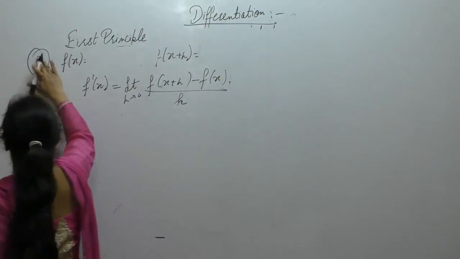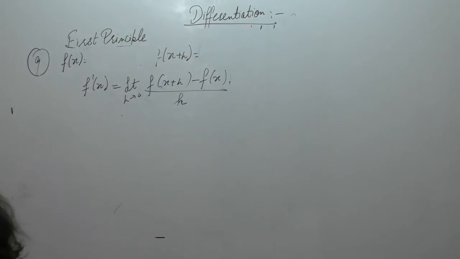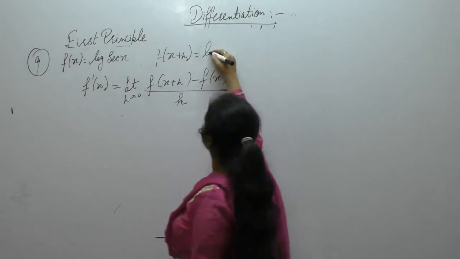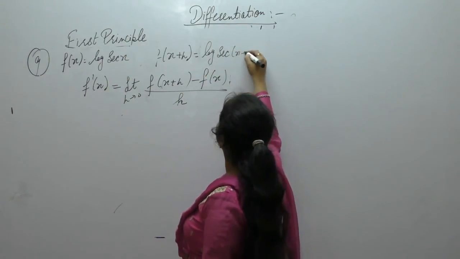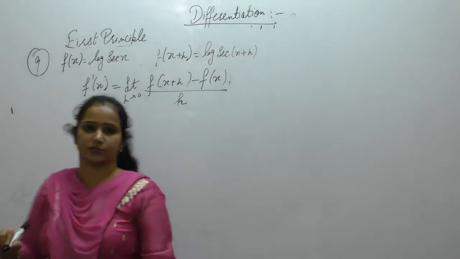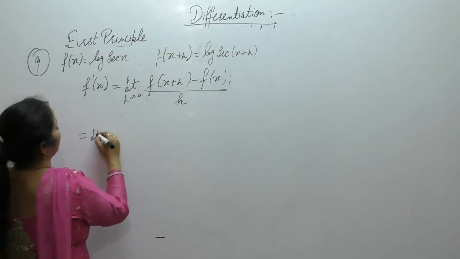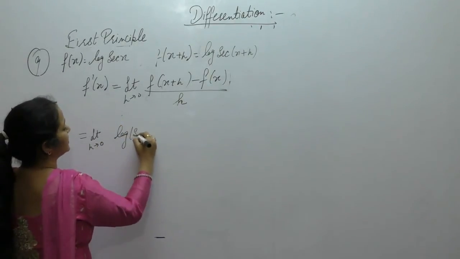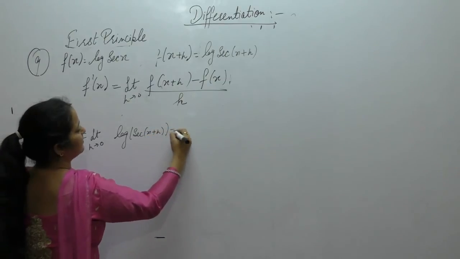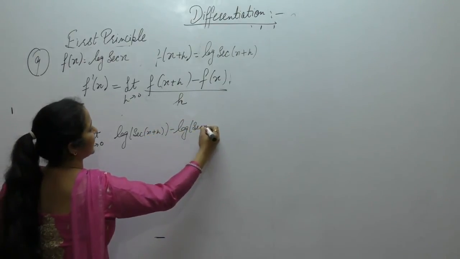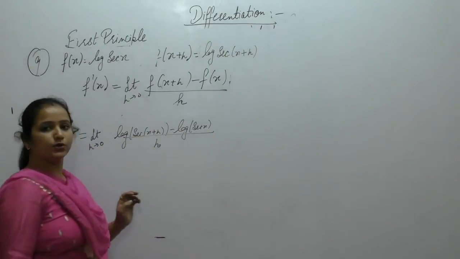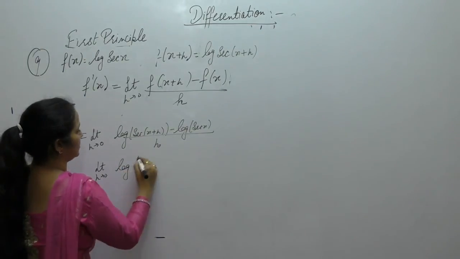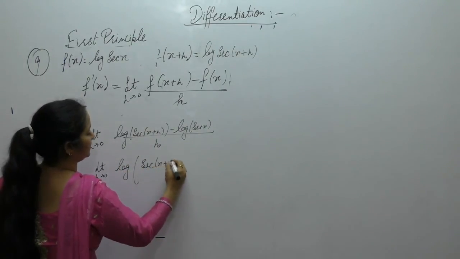Now the next one is log of sec of x. So f of x plus h is log of sec x plus h. Now we can write it as limit h tends to 0, log of sec x plus h minus log of sec x upon h. Use the formula here, log a minus log b, log a upon b.